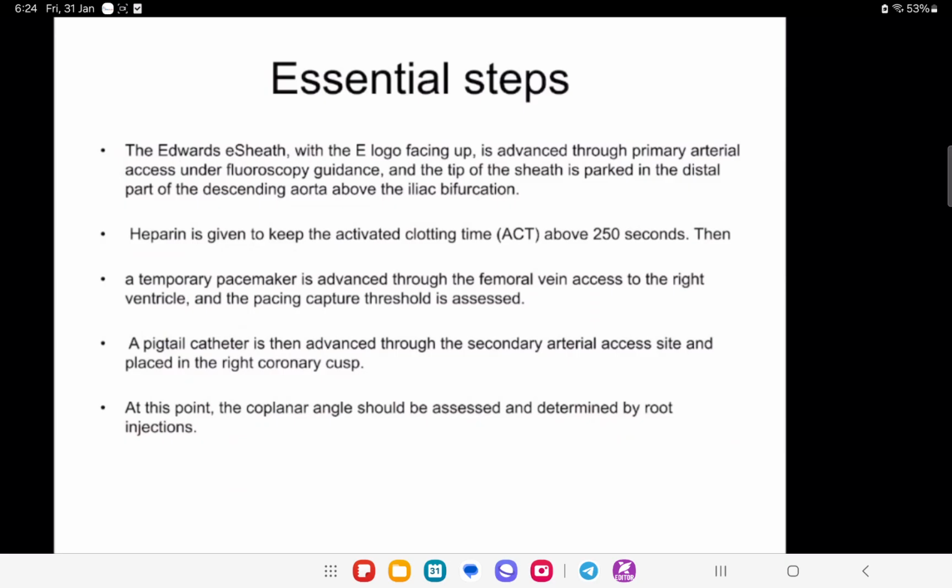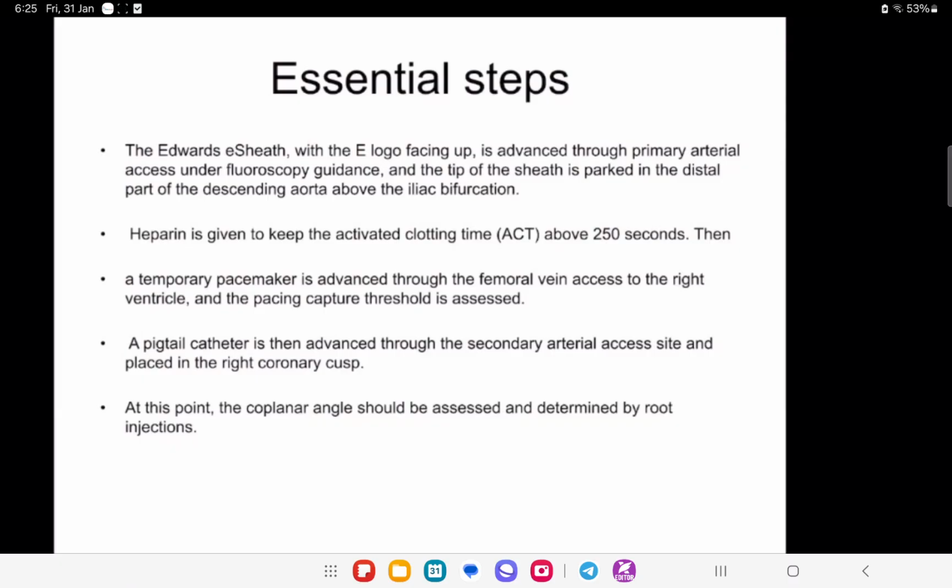Essential steps: the Edwards eSheath with the E logo facing up is advanced through the primary arterial access under fluoroscopy guidance, and the tip of the sheath is parked in the distal part of the descending aorta above the iliac bifurcation. Heparin is given to keep the activated clotting time above 250 seconds.